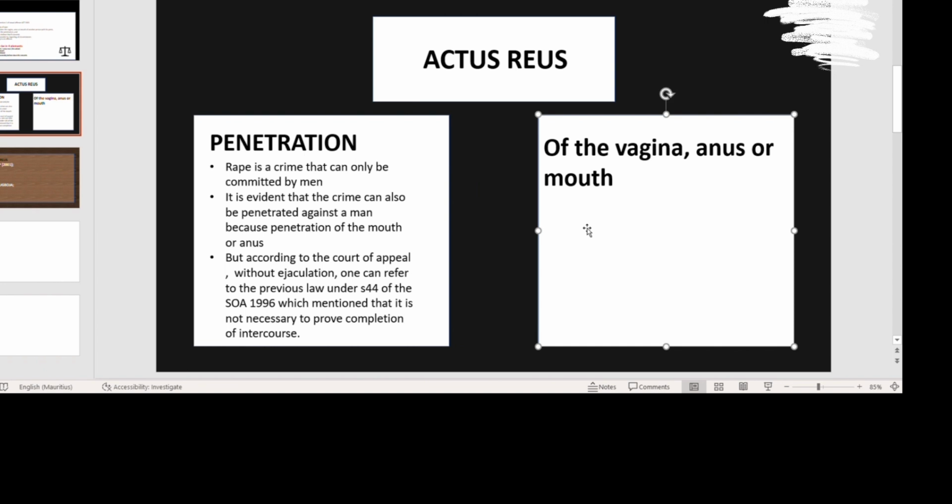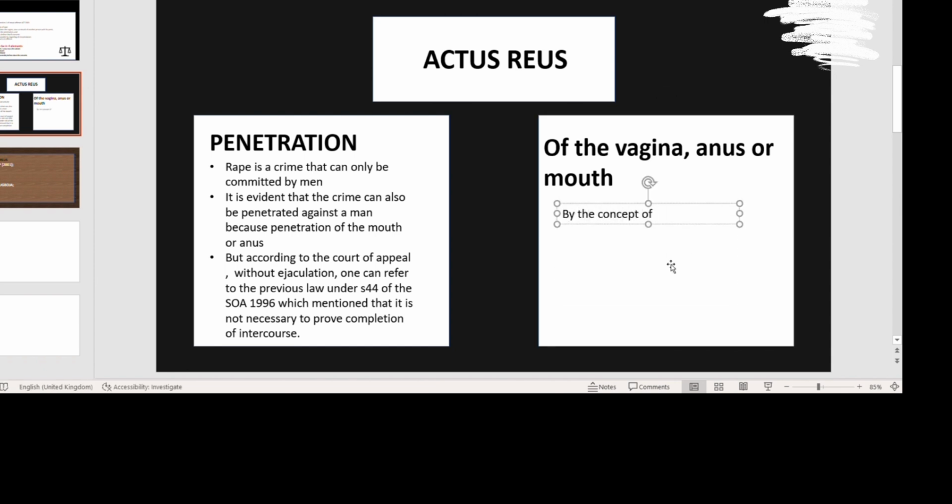You should understand that even though you have not ejaculated, this could be considered rape, because when you penetrate a mouth or anus, it's not necessary to ejaculate. Now we will look at the other parts, because we have penetration of the vagina, anus and mouth. I will talk about the vagina, then later the anus and the mouth, and of course I will give you case law to support this.